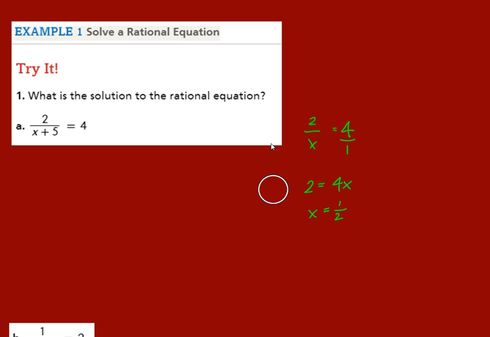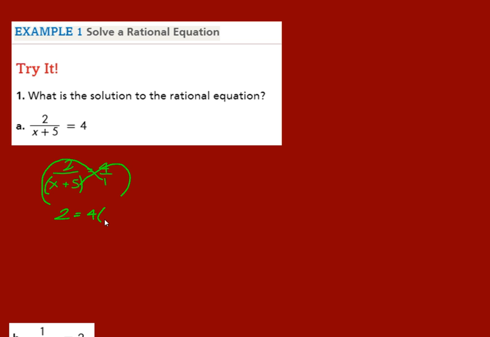So let's look at this example. We have 2 over x plus 5 equals 4. If I picture this as being over 1, you don't have to do the over 1 part every time, but if I cross multiply, I get 2 equals, and this whole thing gets multiplied times the 4. And this is where a mistake is easily made. It'll end up looking like that, 4 times x plus 5. Not 4x plus 5, just 4 times x plus 5. You actually have to multiply the whole thing.